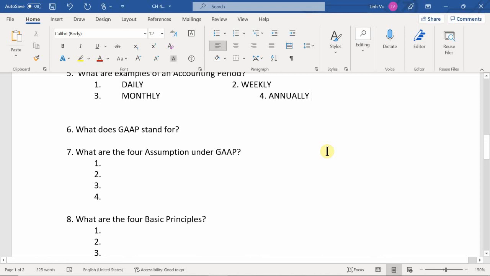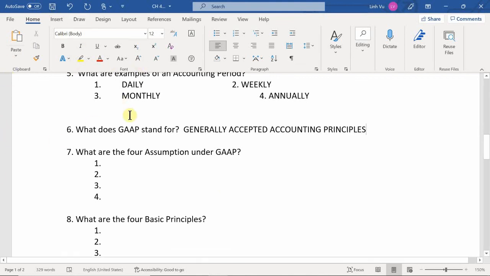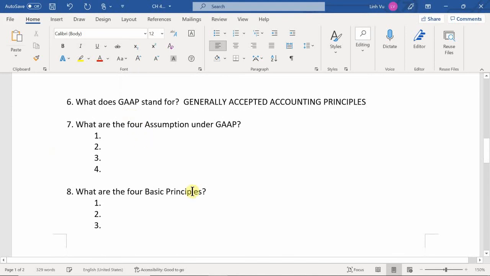Okay, number 6, what does GAAP stand for? Generally accepted accounting guidelines. Good. Generally accepted accounting principles. Okay. All right, number 7. Okay, what are the 4 assumptions under GAAP?